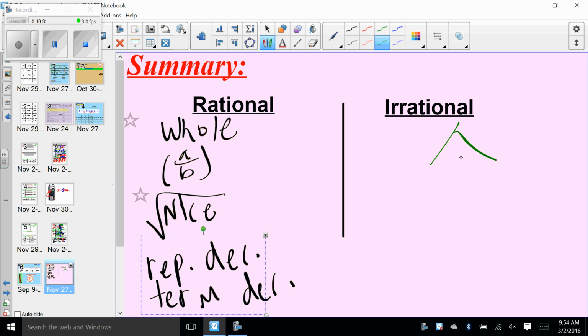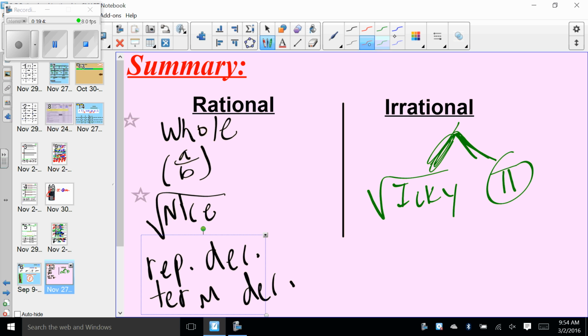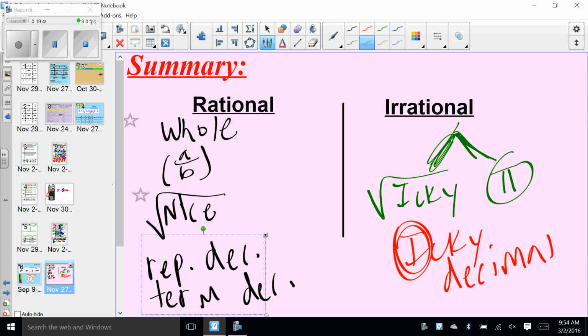And the beauty is that irrational numbers are actually easier to find, in my opinion. So all icky square roots are irrational, and pi. Those are the two major categories where you get this super icky decimal. No pattern, doesn't stop. Therefore, it makes it irrational. I'll go ahead and let you catch up on those notes, separating rational versus irrational, and then we'll talk about what homework is.